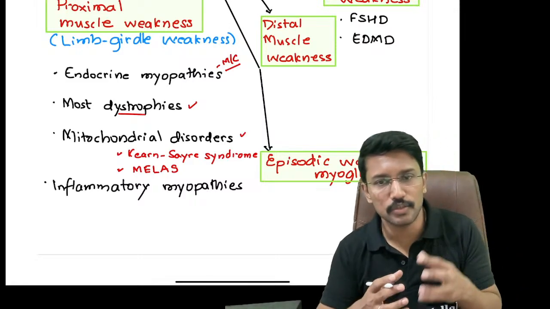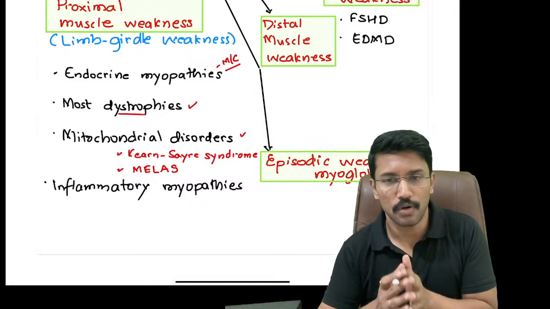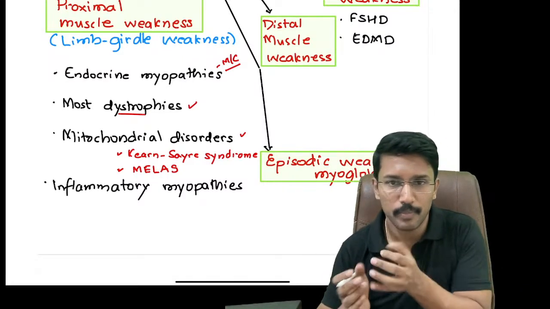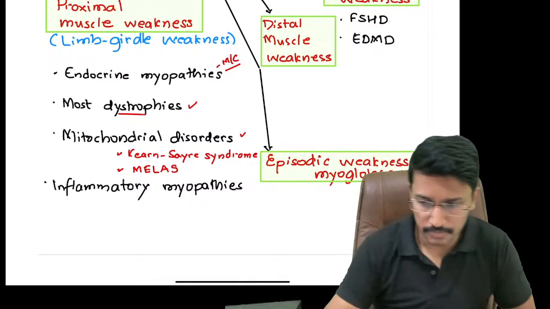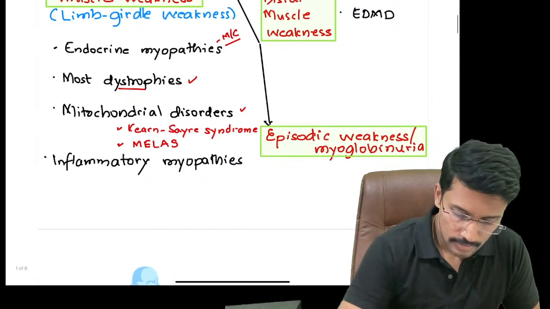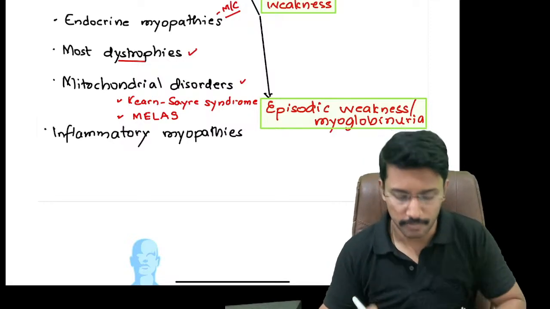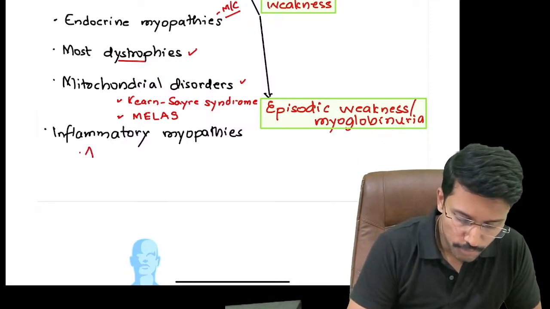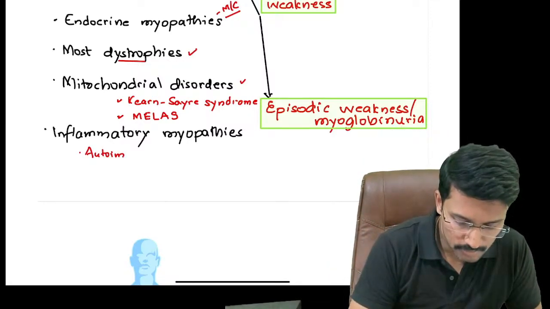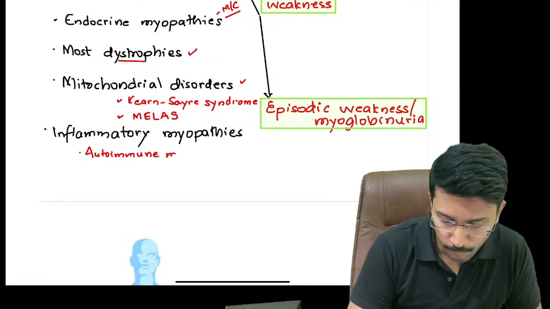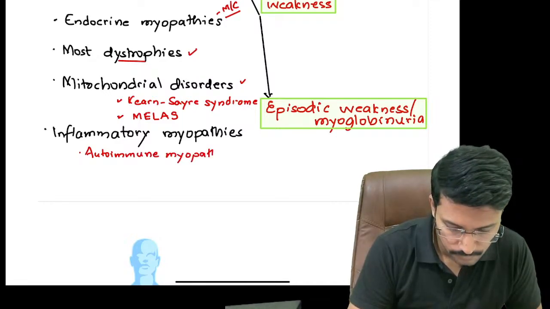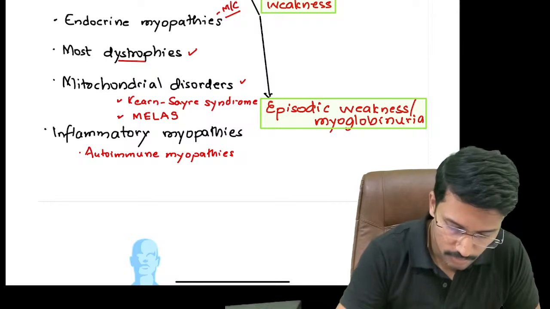MELAS. So these are the two disorders which affect mitochondria and there is involvement of the muscles. Clear? Then there are certain inflammatory myopathies where muscle gets inflamed. Here, most importantly, I want you to remember autoimmune myopathies. Autoimmune myopathies. And under that, there are two important ones.